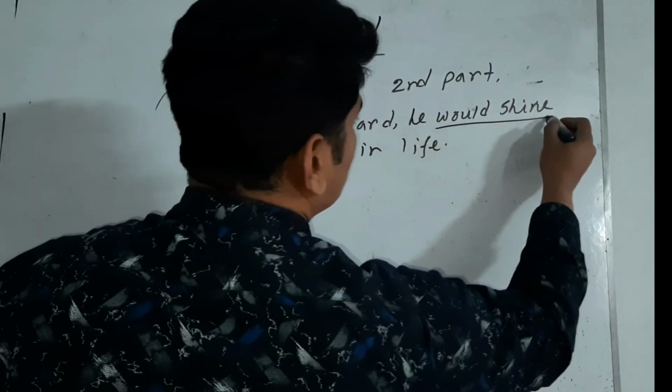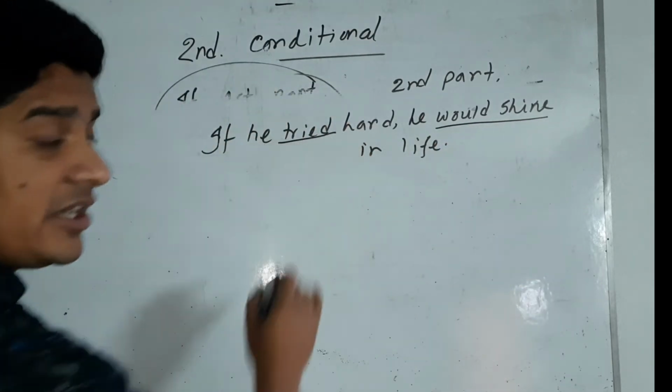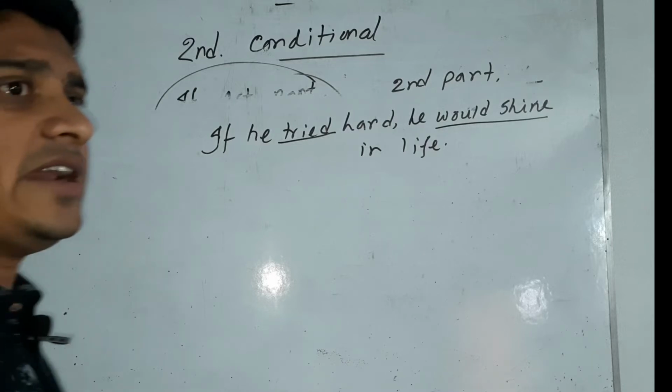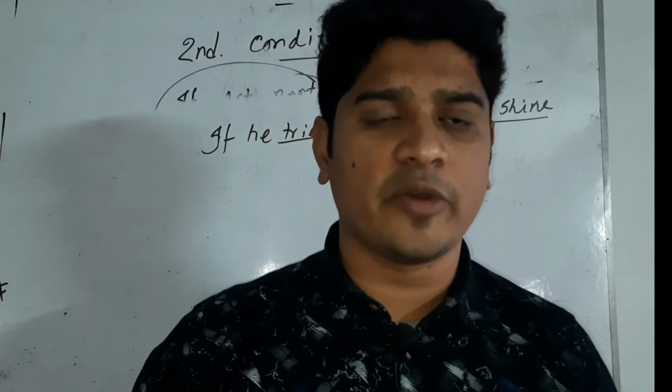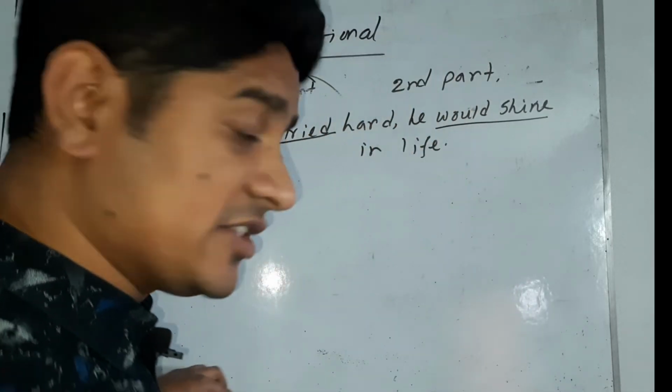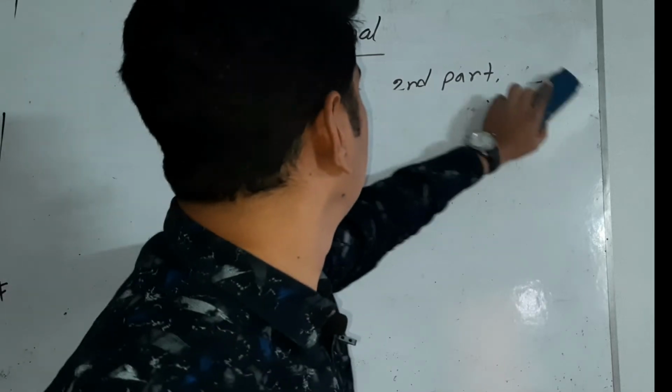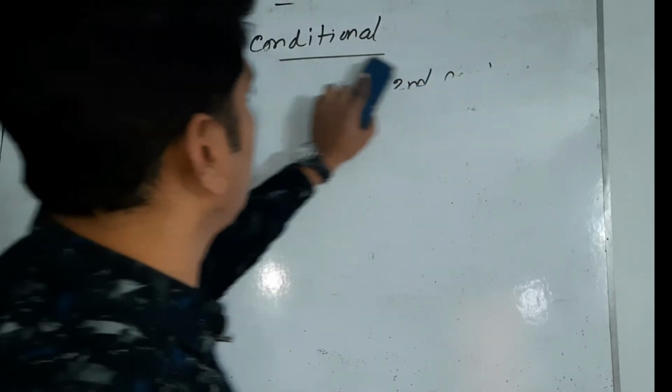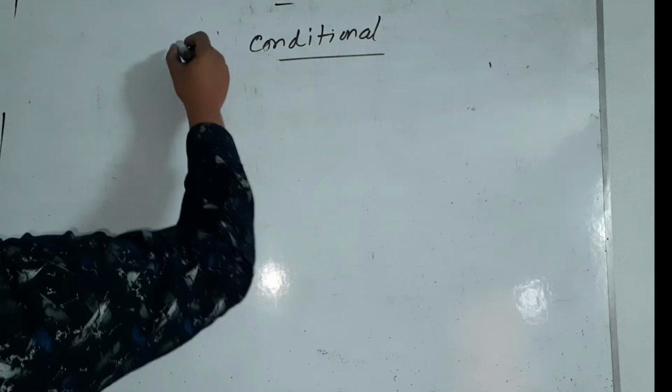Why is there "would shine"? Because there is past indefinite tense. So it is clear for you. Is it clear for you, everybody? I think it's clear for you. And after this we have to clear third conditional.